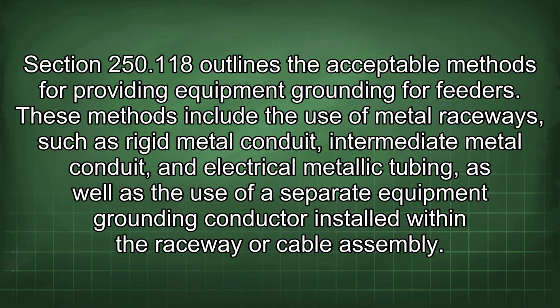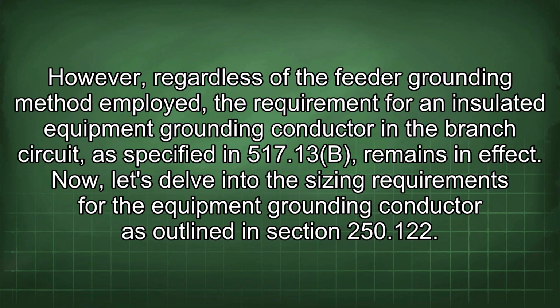Section 250.118 outlines the acceptable methods for providing equipment grounding for feeders. These methods include the use of metal raceways, such as rigid metal conduit, intermediate metal conduit, and electrical metallic tubing, as well as the use of a separate equipment grounding conductor installed within the raceway or cable assembly. However, regardless of the feeder grounding method employed, the requirement for an insulated equipment grounding conductor in the branch circuit, as specified in 517.13b, remains in effect.